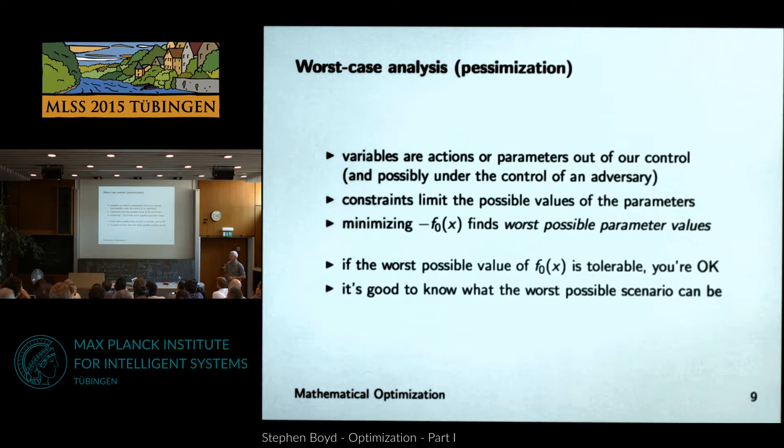So what happens is the variables are actions and or parameters that are out of your control, right? And they are possibly under the control of an adversary, okay? So that's the idea. And the constraints limit the possible values of the parameters, right? And then you're going to minimize minus f0 of x. That's the same as maximizing f0. And that tells you the worst possible thing that can happen, right? So this is the idea. And then the whole point of this is if the worst possible value is tolerable, then you're okay. Or at least you have much greater confidence, right?